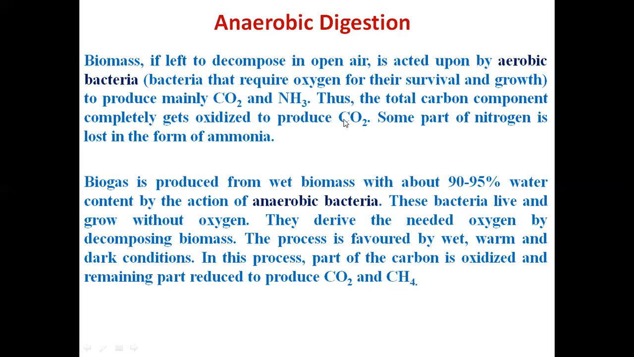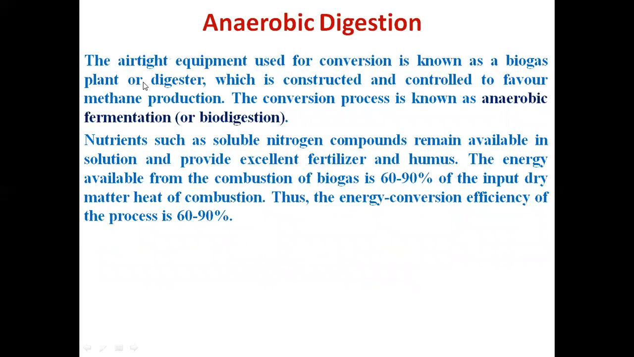So we have seen that when aerobic digestion takes place, the biomass is converted into CO2 and ammonia, whereas in case of anaerobic digestion, it is converted into CO2 and methane. The airtight equipment used for conversion is known as biogas plant or biodigester, or simply digester also, which is constructed and controlled to favor methane production. The conversion process is known as anaerobic fermentation, anaerobic digestion, or biodigestion also.